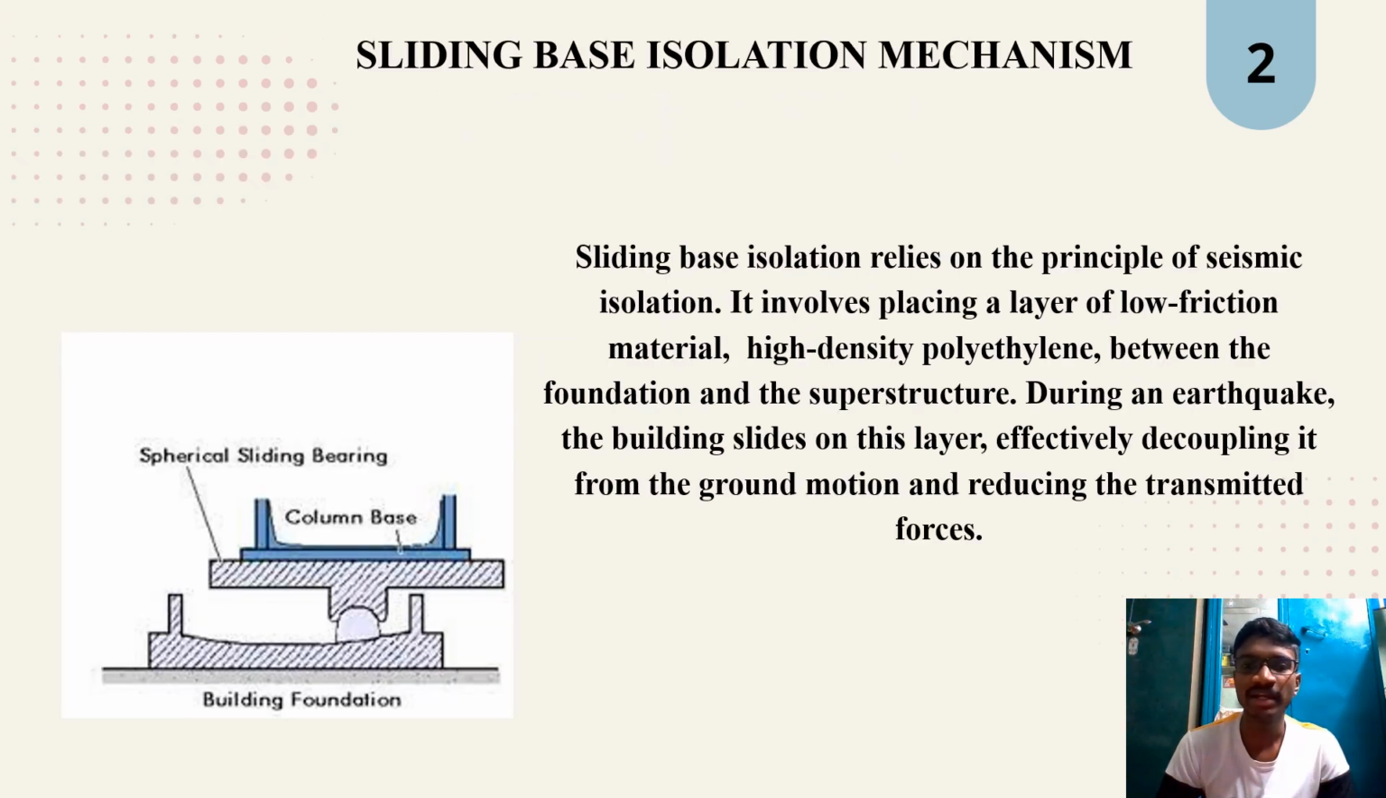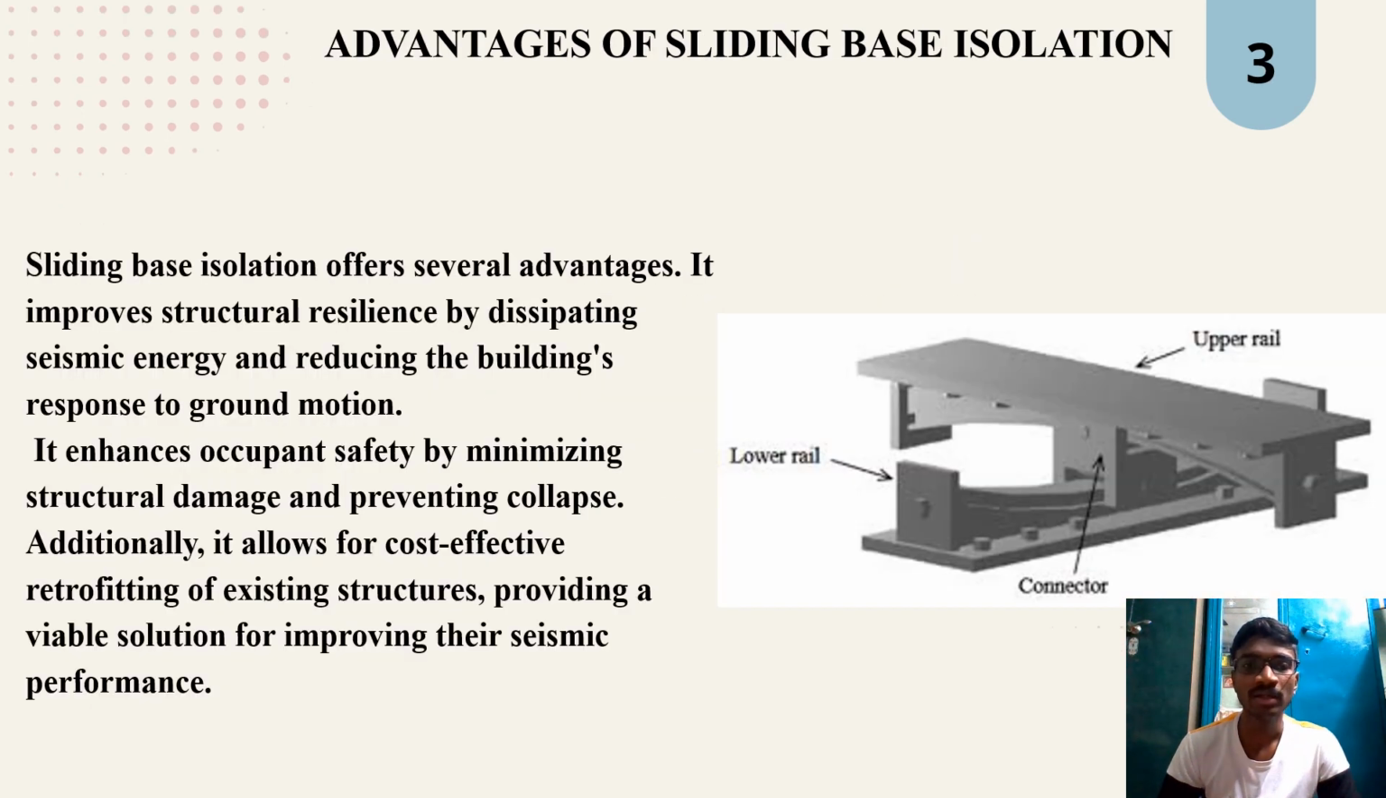Firstly, we see the sliding base isolation mechanism. Here we see the diagram regarding the sliding base isolation. Sliding base isolation relies on the principle of seismic isolation. It involves placing a layer of low friction material, high density polythene, between the foundation and the superstructure. During an earthquake, the building slides on this layer effectively, decoupling it from the ground motion and reducing the transmitted forces.